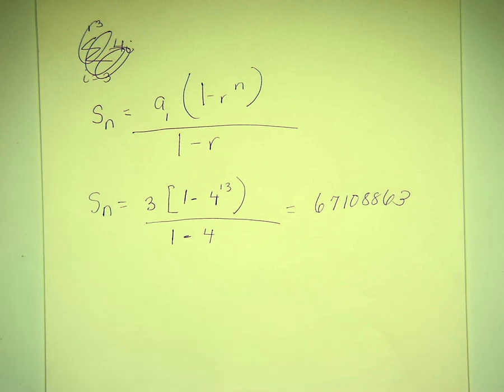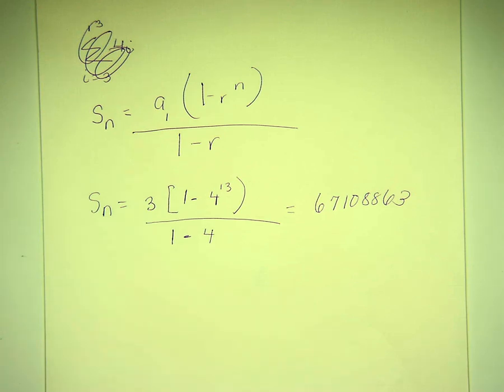This formula is indicating that your first value times 1 minus whatever your constant is to the whatever term is asked for, because the S stands for the summation, over 1 minus whatever your constant is. In this case, your constant is represented by the variable R. We know that our first term was 3. We know that our constant was 4. And it wanted the sum of the first 13 numbers.